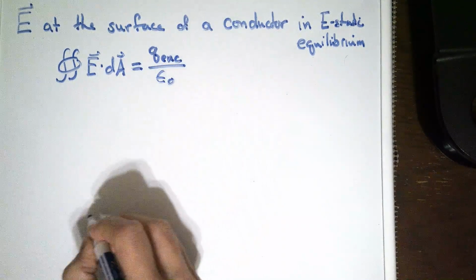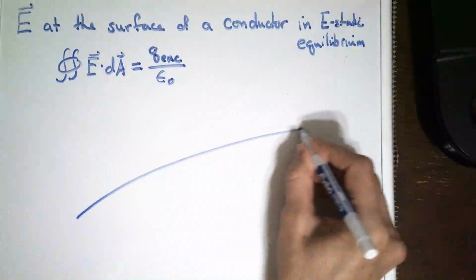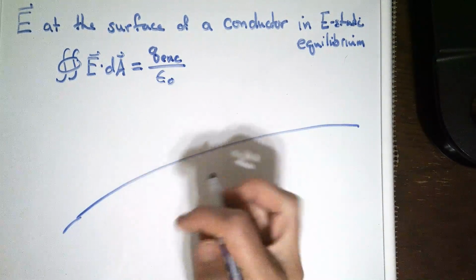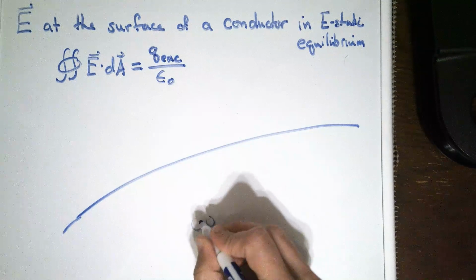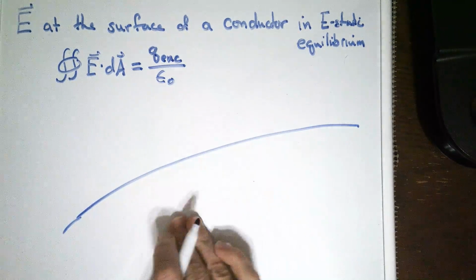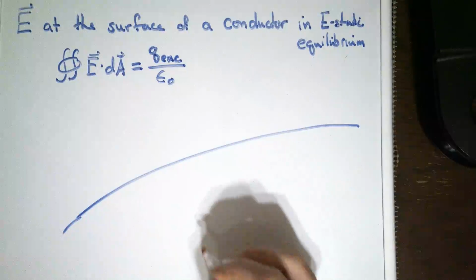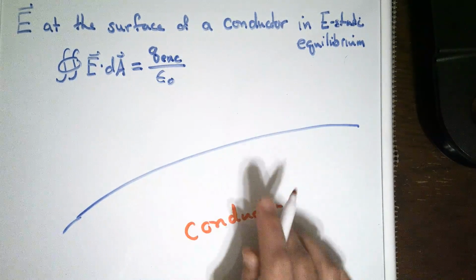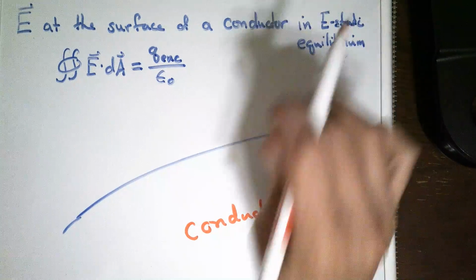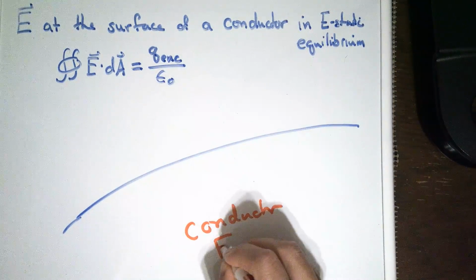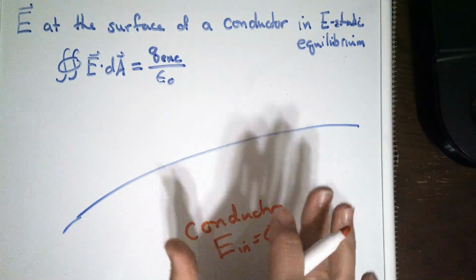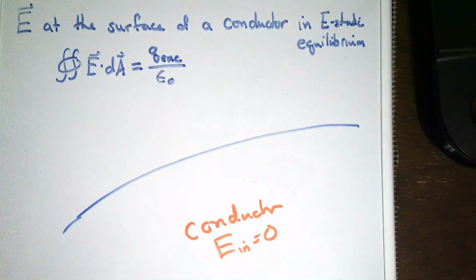So we've got our conductor. And I'm going to draw just like a really, really big conductor. So we're only looking at a portion of the surface. The conductor is down here. All right, so this is the conductor. And because it's in equilibrium, the electric field inside is zero, because that's always true of conductors when they're in electrostatic equilibrium.